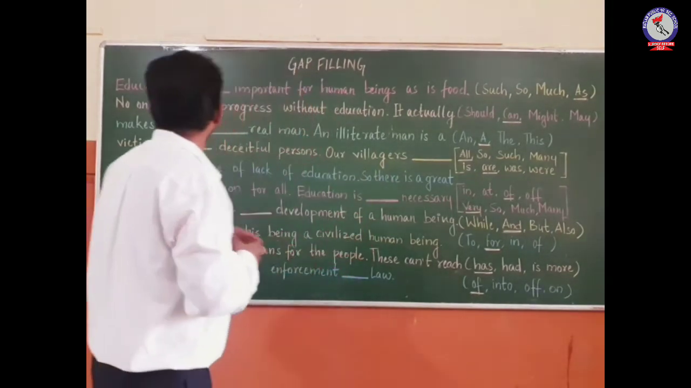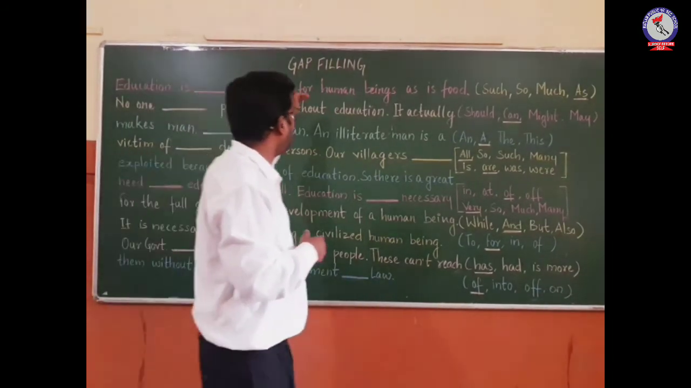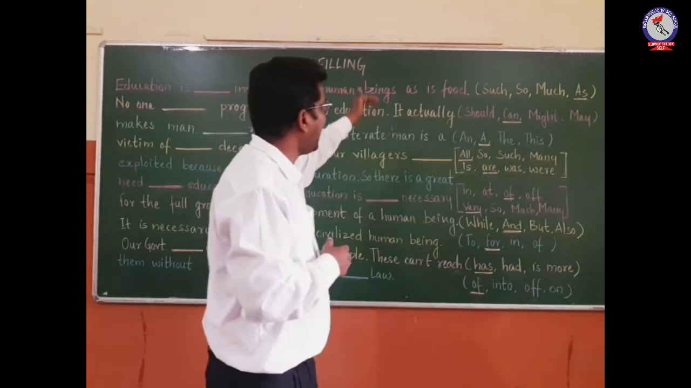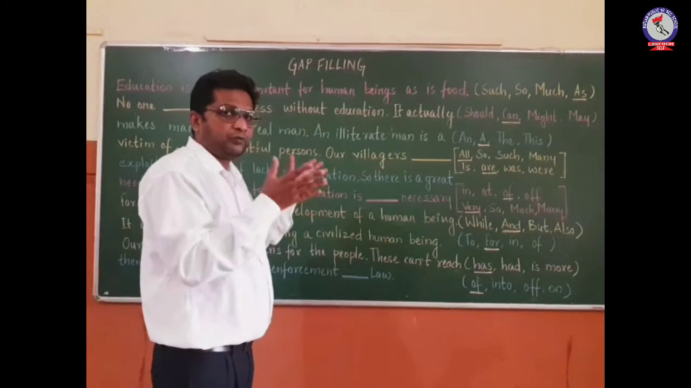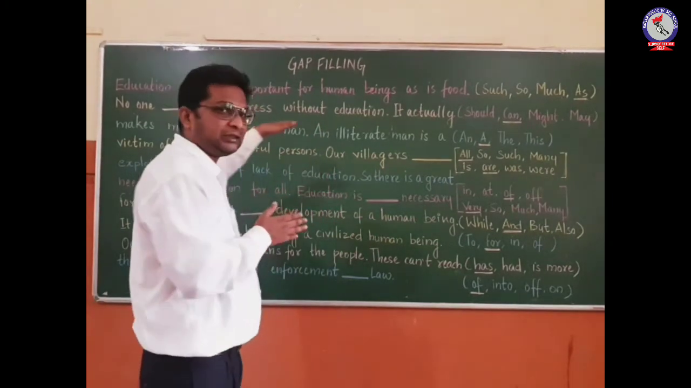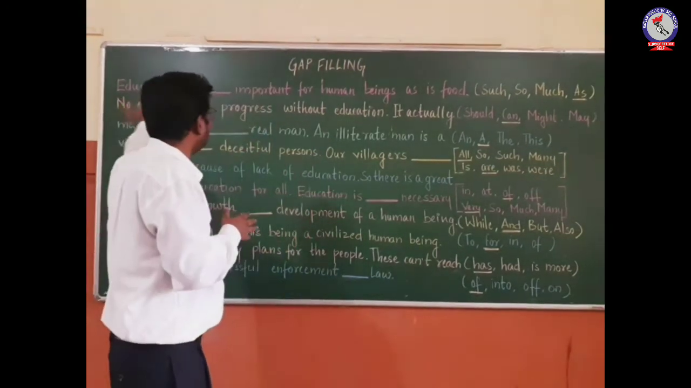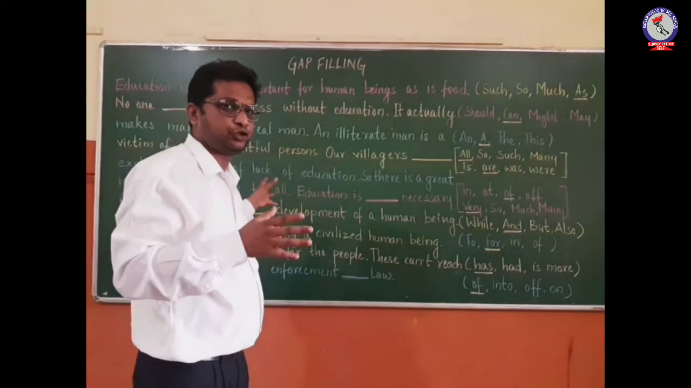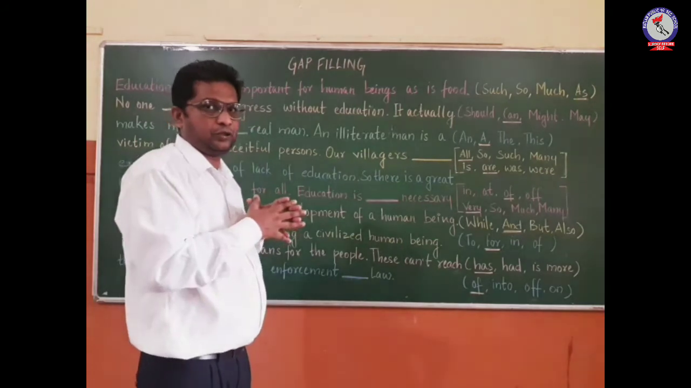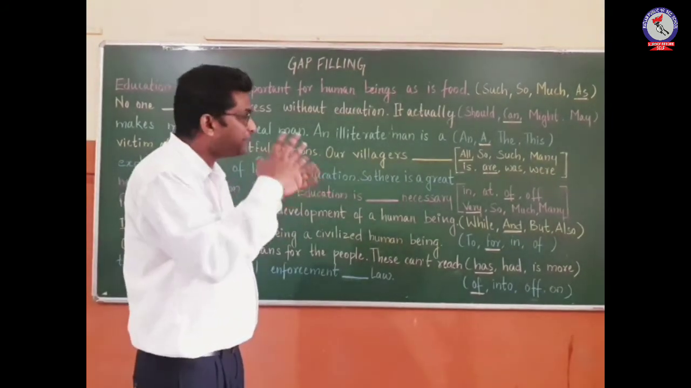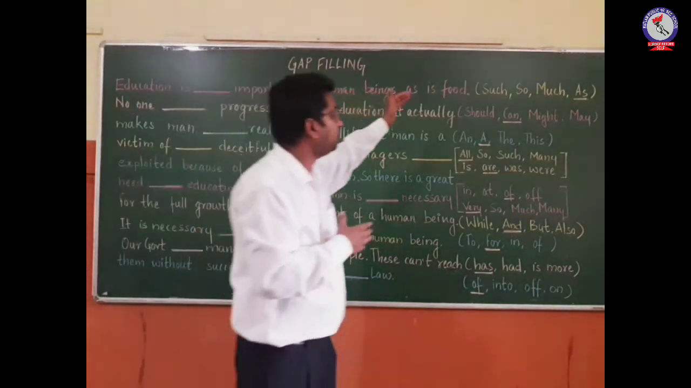Let us read out. Education is important for human beings as is food. You see here, most commonly what we use before important is used. But here, when we read out the entire sentence, we can see that education is used in a comparative manner. That means it is used in comparison with food.